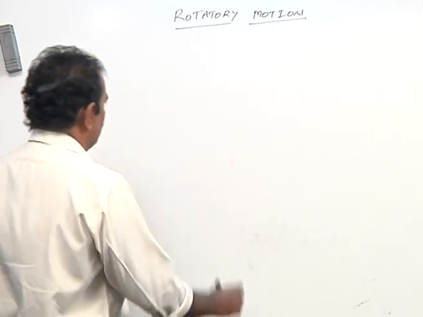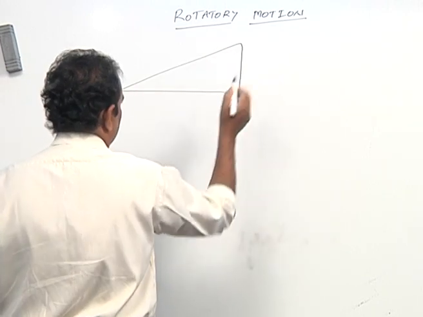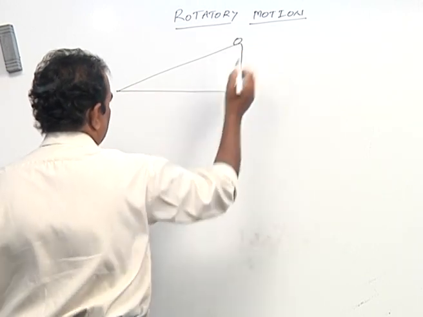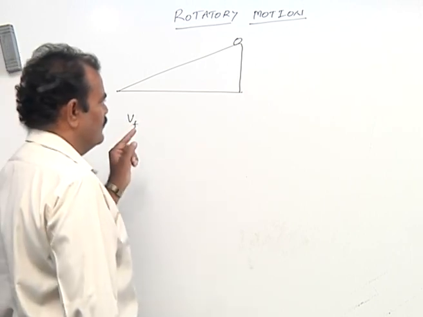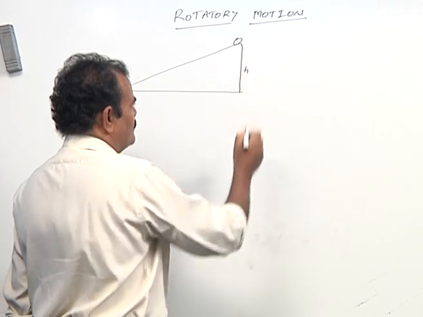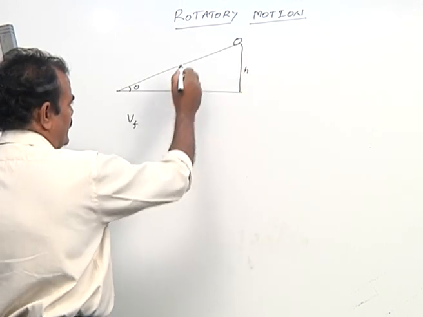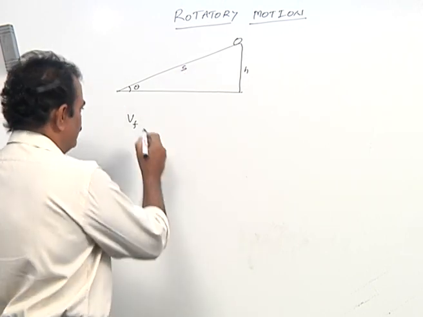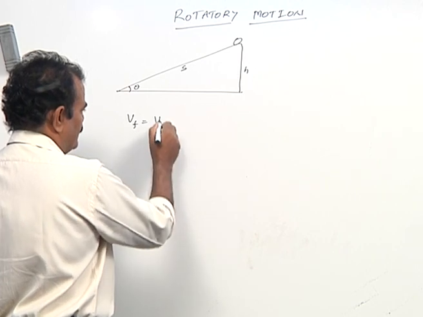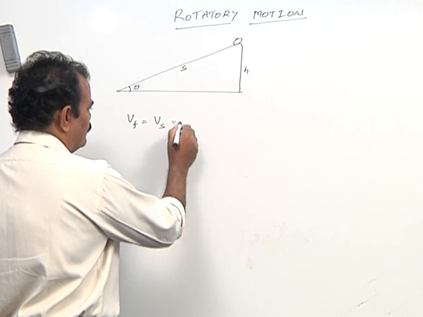Now the velocity is already over, and for that velocity we derived some formulae. Vf is the velocity of the freely falling body from a certain height h, theta is the angle of inclination, and s is the length of the inclined plane. Vs is the velocity of the sliding body, and that will be equal to root 2gh.